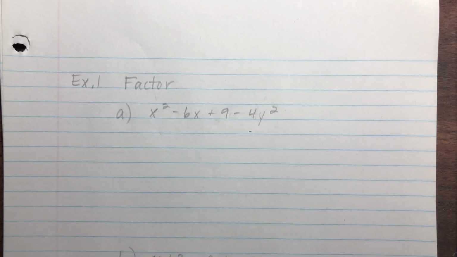Example 1, factor. In part A, we see that we have 4 terms, but we can't use a grouping strategy that we used before to factor. We have to come up with a new one. So this new strategy involves identifying the 3 terms that make up a perfect square trinomial, and then we start by factoring that perfect square trinomial.